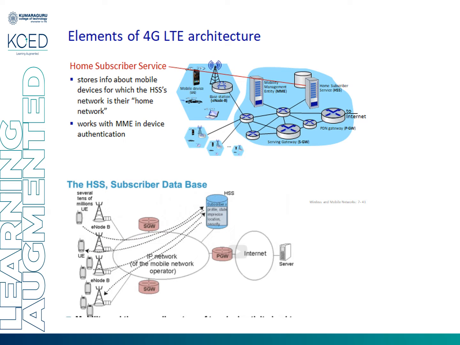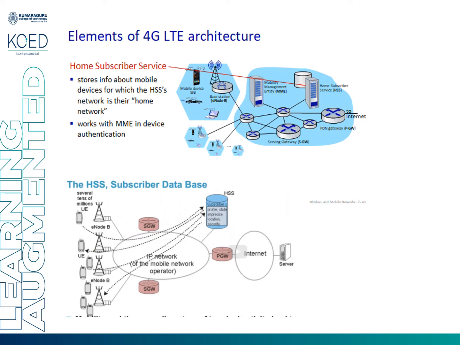So this will store the information about mobile devices for which the home subscriber service network is the home network. This is the HLR that we had in the 3G network. It works with the mobility management entity. The primary job of the home subscriber service is to maintain the details of the user equipment. You can see it in the diagram below.